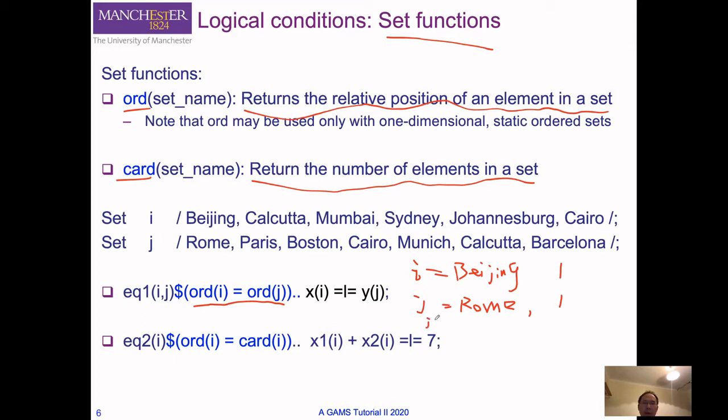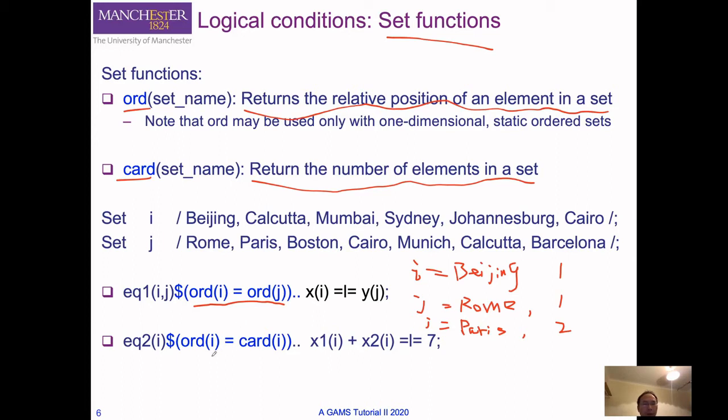If J is equal to Paris, the relative position of this element inside J is equal to 2. That means order I is not equal to order J when I is equal to Beijing and J is equal to Paris. Then this logical condition is not true. This constraint will not be imposed.